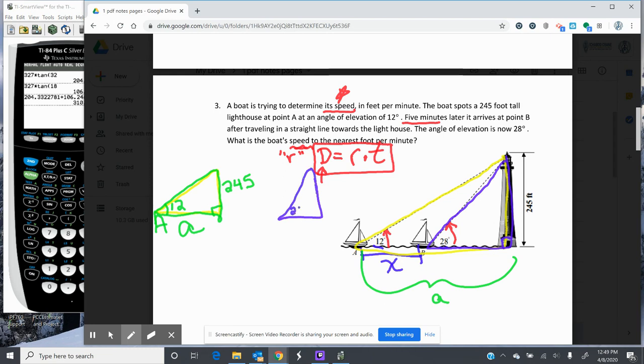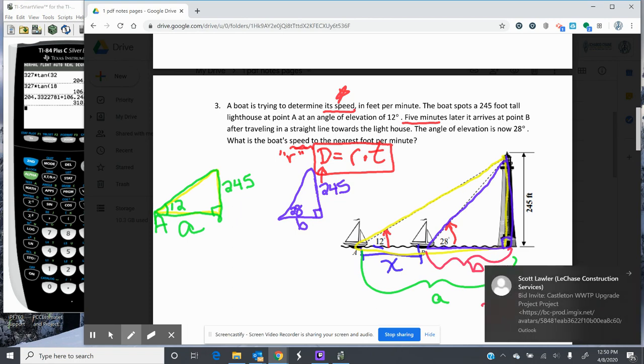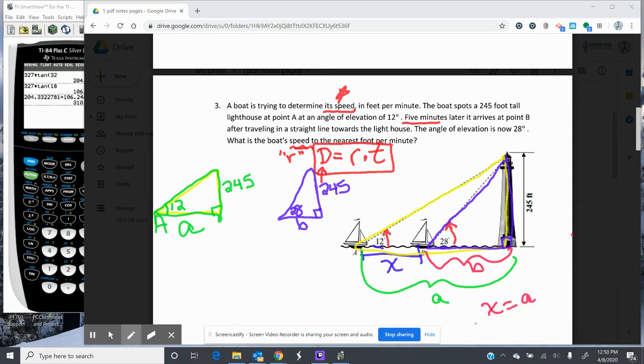So we have the 28-degree angle, 245 is the height, and we're going to find the measure from the boat B to the lighthouse is B, where the final measure to find X here is the whole distance, subtract B will leave us with X. So at the very end here, we're going to have X equals A subtract B.